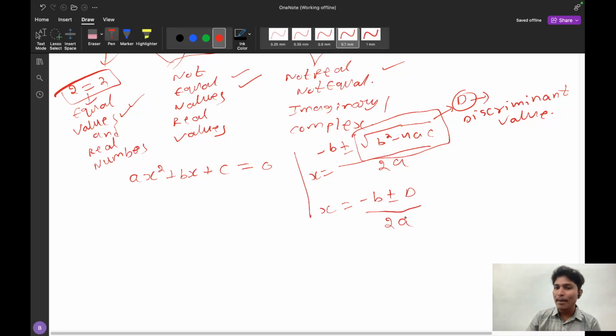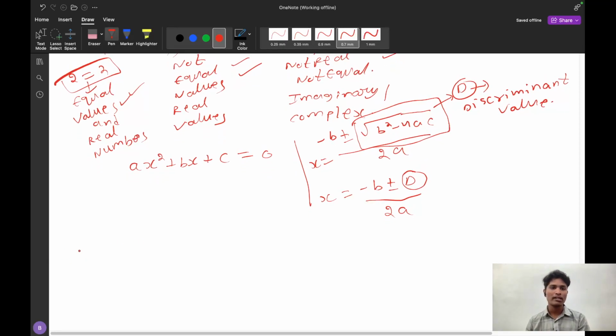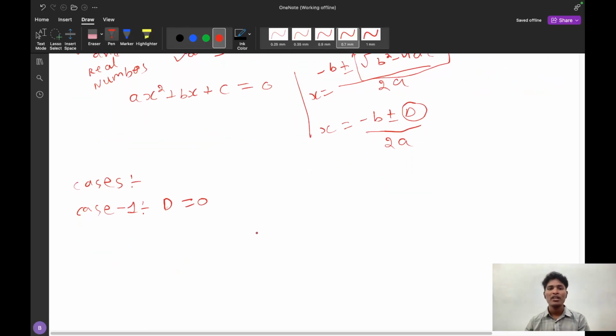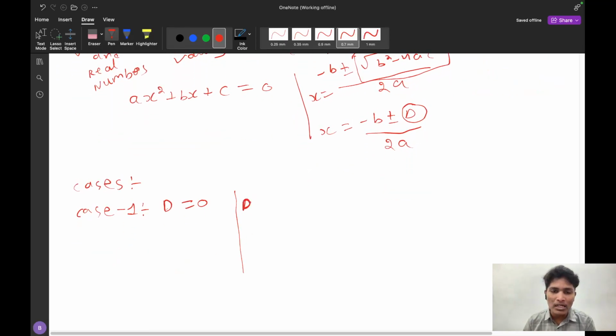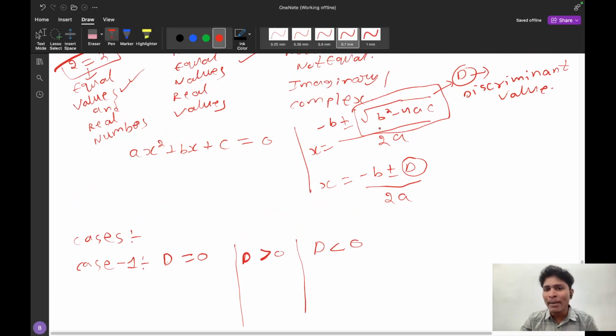Suppose I make 3 cases. What are the cases? Case 1: what if d is equal to 0? This is the first case. What if d is greater than 0? What if d is less than 0? For d, this entire term, that is root of b square minus 4ac, is not what we will take.